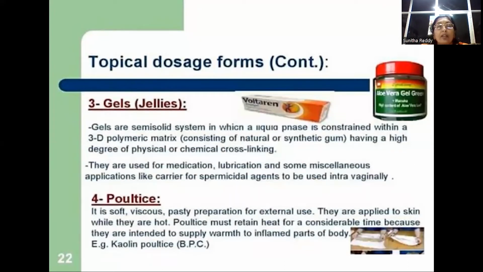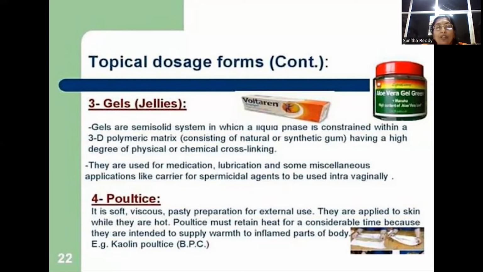Gel is another semi-solid system where the liquid phase is constrained within a 3D polymeric matrix, okay, either natural or synthetic, having a high degree of physical or chemical cross-linking. And they are used as medication, lubrication, and for some miscellaneous applications, like a carrier for spermicidal agents to be used intravaginally.